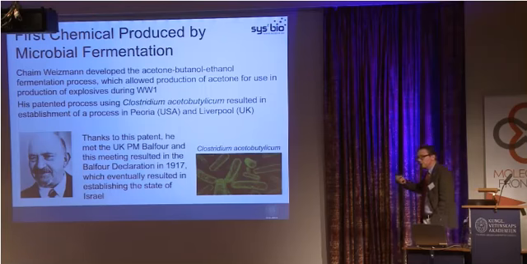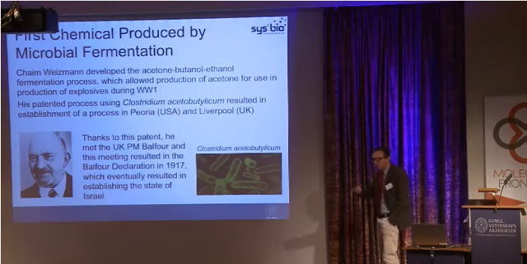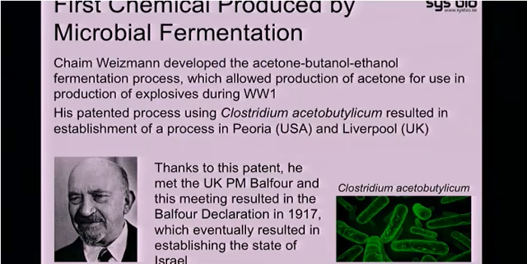But the concept of using microorganisms also to produce chemicals was actually first introduced by Chaim Weizmann, who developed the acetone-butanol-ethanol fermentation process. And this was quite important because during World War I, there was a need for particularly acetone to be used in explosives. So he patented this process, and he used a bacterium, Clostridium acetobutylicum, which is actually also used today, and many of us actually also have it in our gut. And that resulted in establishment of processes both in the US and in the UK.